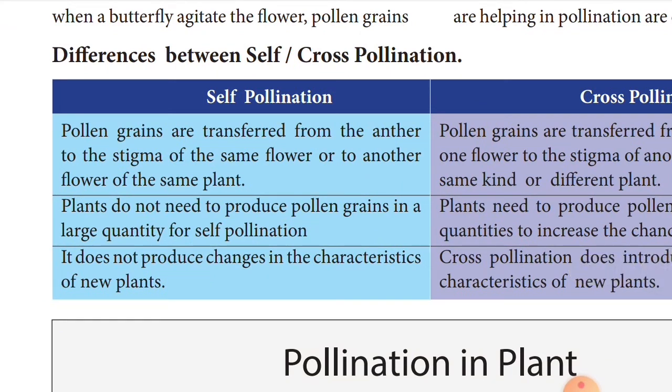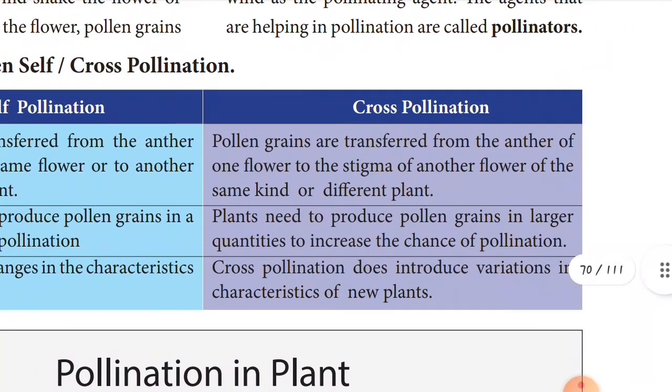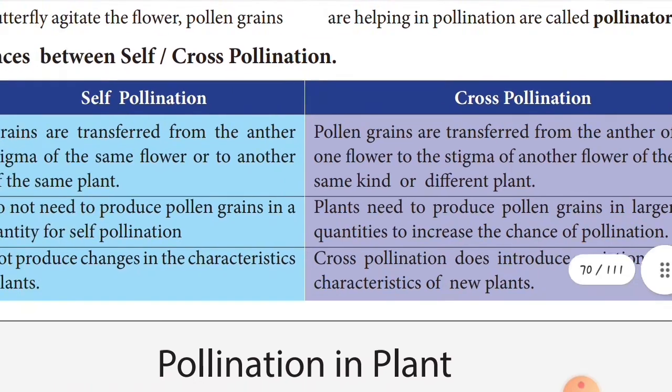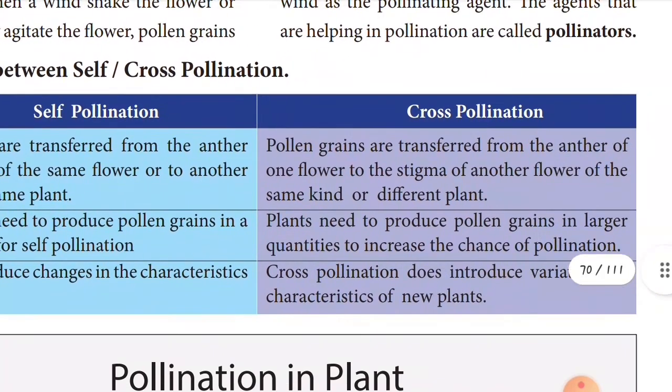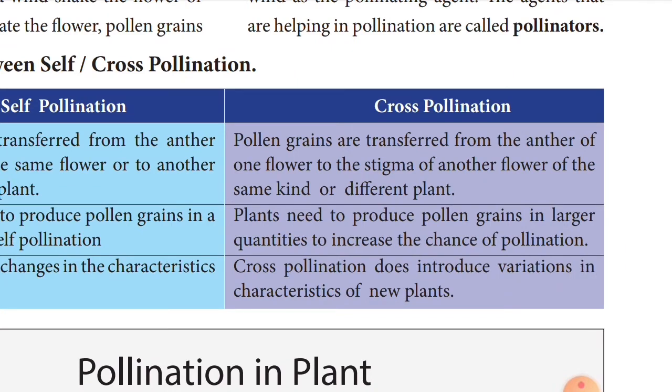And the second point: in self-pollination, plants do not need to produce pollen grains in large quantities. Here in cross-pollination, plants need to produce pollen grains in large quantities to increase the chance of pollination. That is the main difference between self and cross-pollination. And the last important point: self-pollination does not produce changes in the characteristics of new plants, and cross-pollination introduces variations in the characteristics of new plants.